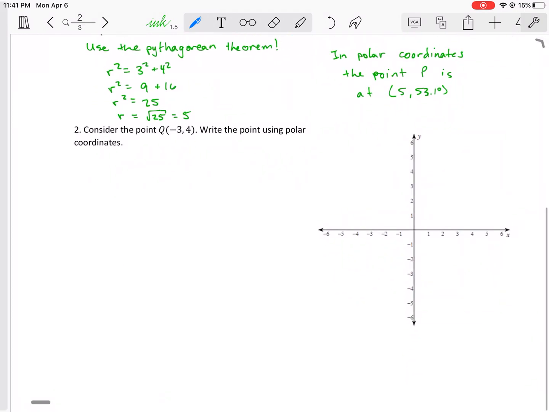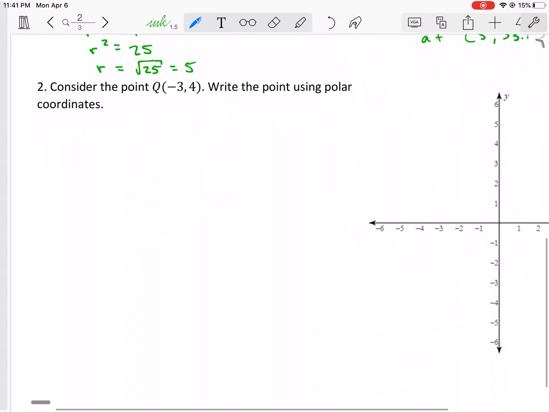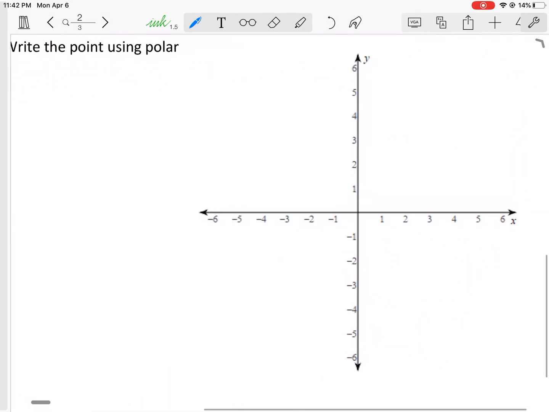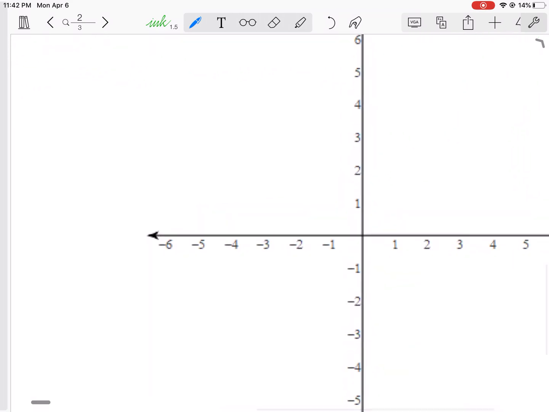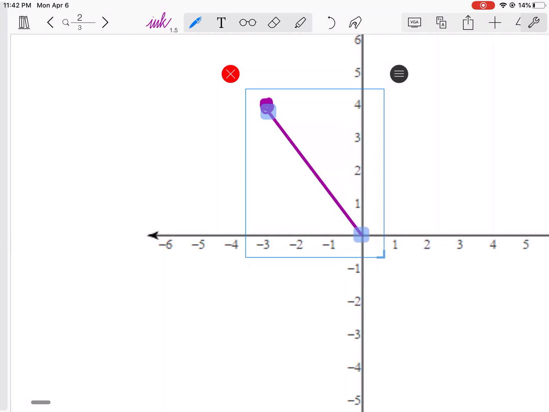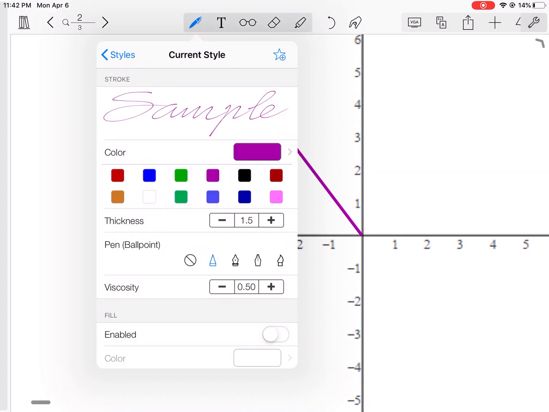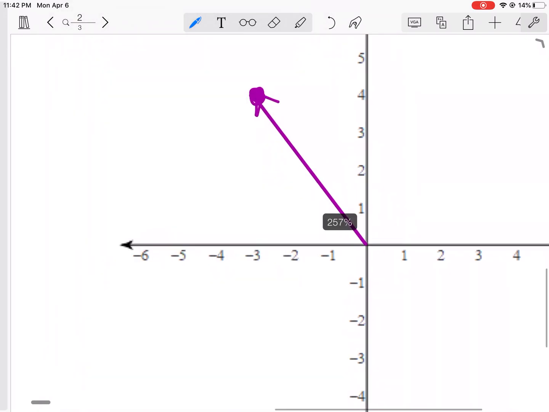Alright, I encourage you again to pause the video and try to do number 2, which would be considering the point Q, which is at (-3, 4). Starting us off here, (-3, 4), we obviously know is located all the way up here in quadrant 2. Just like we did last time, we'll draw a ray from the origin out to that point, almost like a vector. And then we'll form a right triangle.